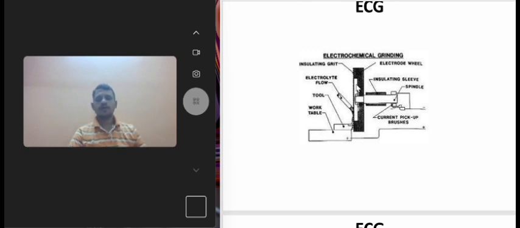Sodium nitrate, sodium chloride and potassium nitrate with a concentration of 0.150 to 0.300 kg per liter of water are usually used as electrolyte. The electrolyte from the reservoir is pumped and passed through a nozzle in the gap between the wheel and workpiece. A constant gap of 0.025 mm is maintained between the grinding wheel and workpiece.